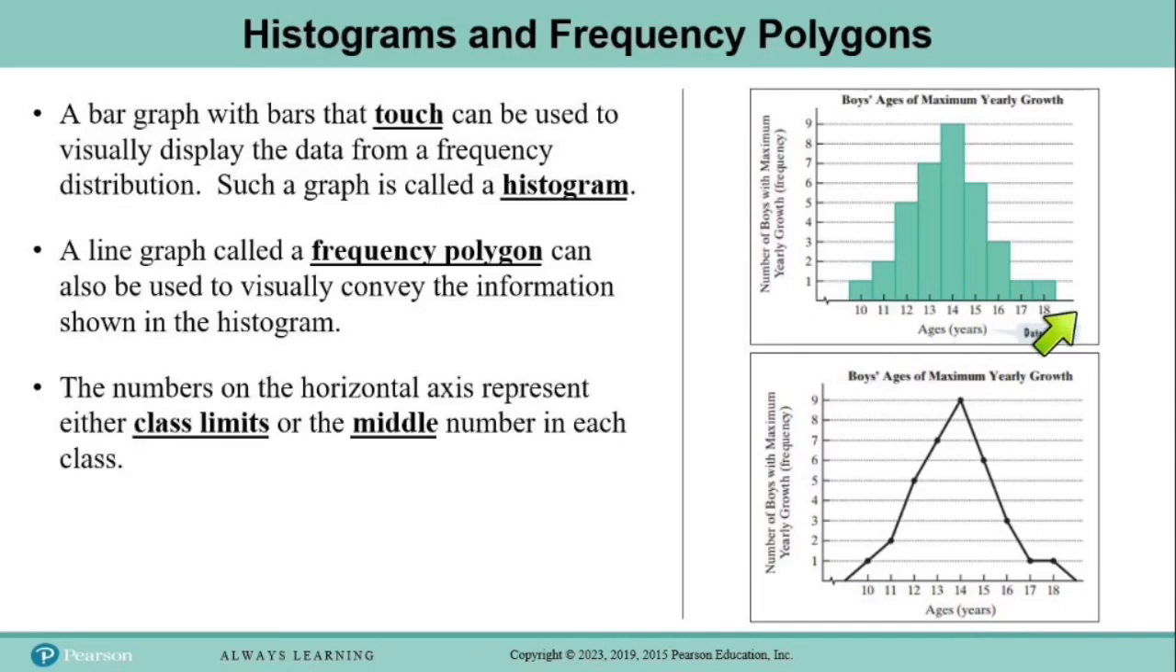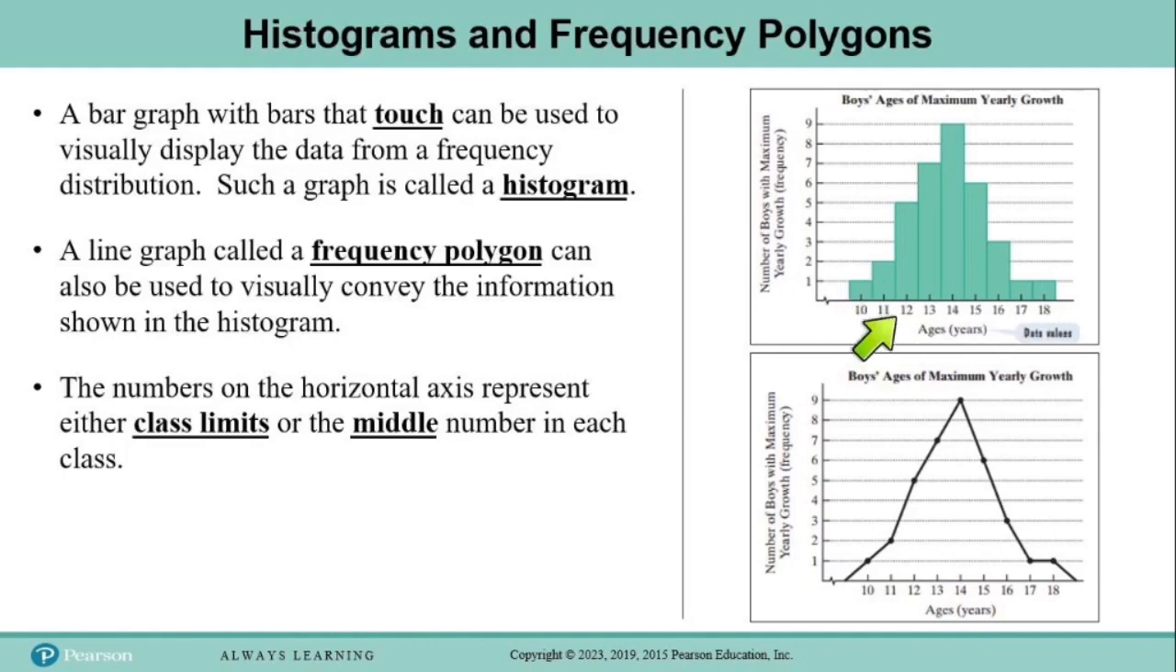Now, there are two ways that we can label the horizontal axis. The numbers on the horizontal axis can either represent class limits or the middle number in each class. If you remember, with this particular frequency distribution back in example 4, there was only one number in each class. And so you see that the bar is centered over that number, and the number appears in the middle of each bar. But if you have classes, then you can have the lower class limit represent the left side of the bar and the upper class limit represent the right side of the bar.